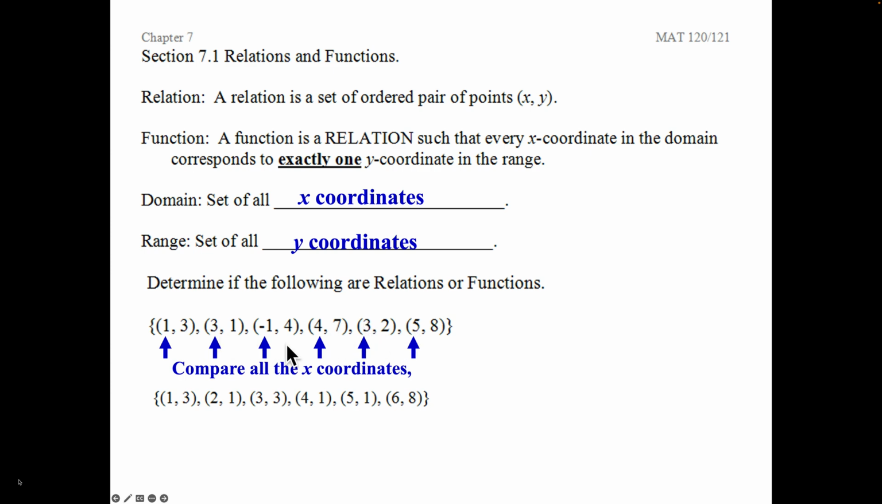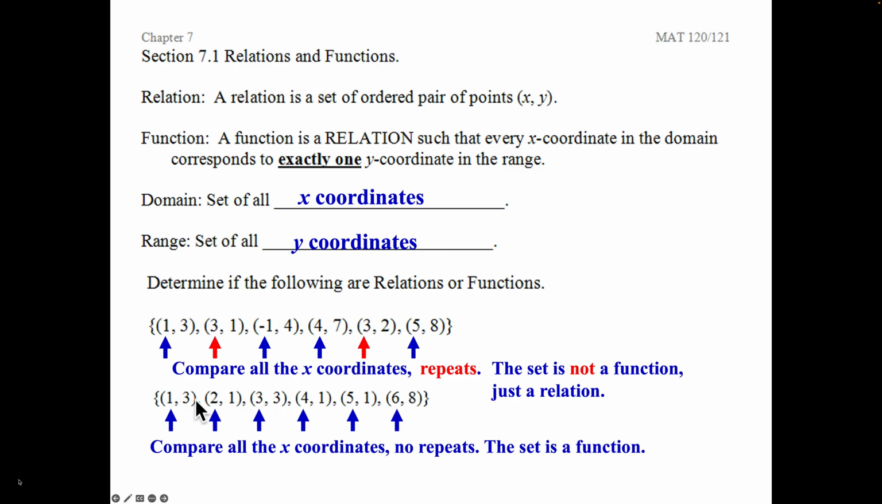Wait a minute, let's check these two out right here. The 3's repeat, and they have different y coordinates. So we cannot upgrade this to a function. This stays as a relation. It's not a function, it's just a relation. Now, sometimes authors like to trick you and put a 3 comma 1 and another 3 comma 1. It's the same point. It's the same x with the same y. That would be considered a function.